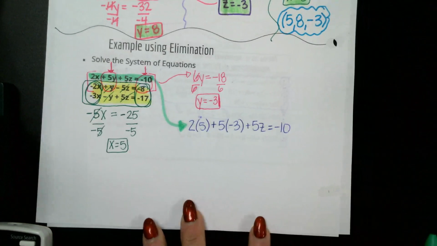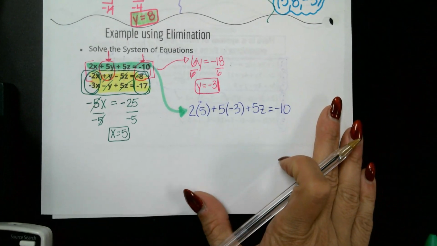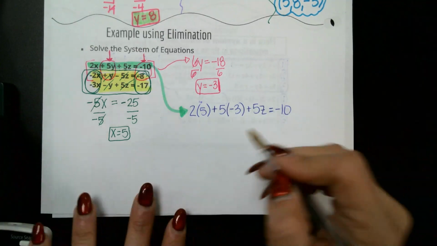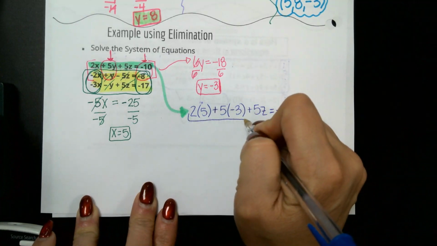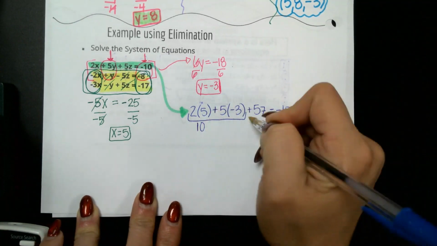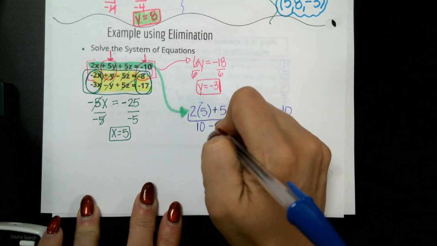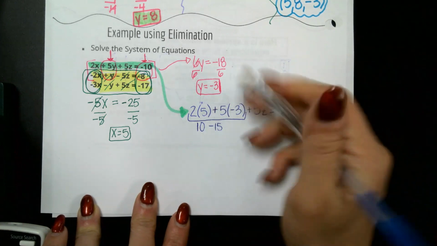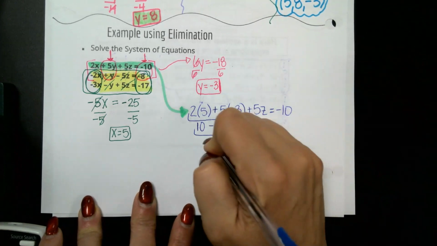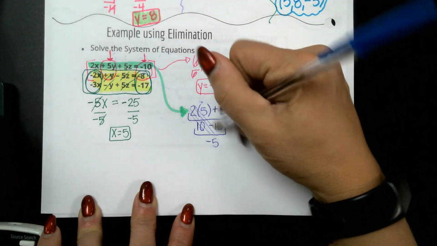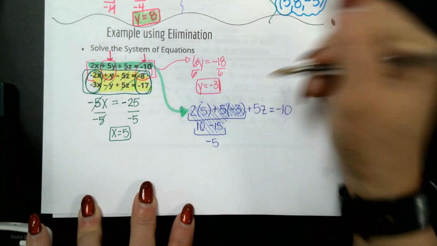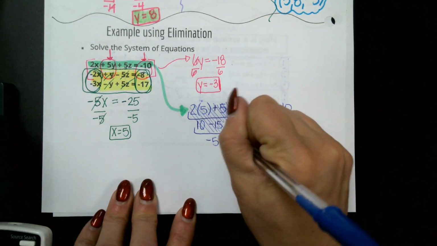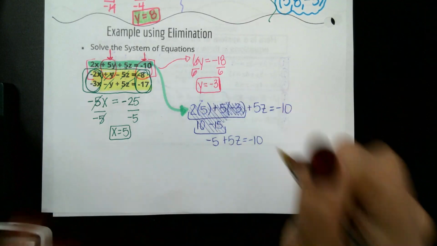Once we simplify all that and solve for z, we'll be done with this problem. So this one took a lot less work. What is 2 times 5? 10. And then 5 times negative 3. Okay, hang on. Watch the board. 10 minus 15 here, which gives me negative 5. Now all of this has been simplified, right? So I can just bring down the plus 5z and the equals negative 10. And then that's a 2-step equation for you guys to finish.